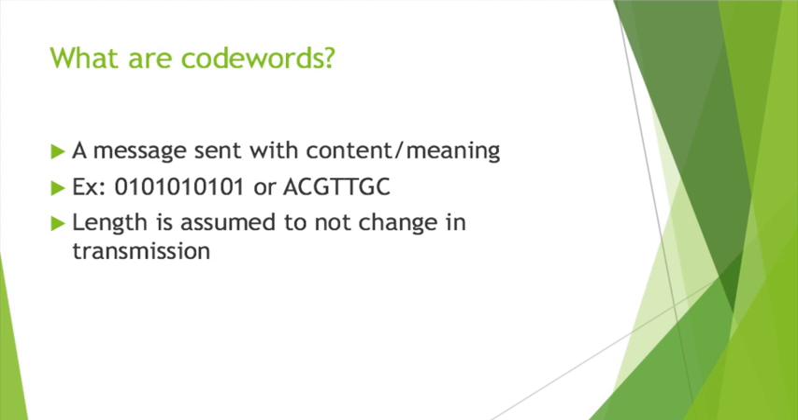In order to correct an error, we first need to send a message. Each message we send is called a code word. In the examples we will highlight, those words are a string of either zeros and ones for binary messages, or A, C, G, T, or U for DNA and RNA. Both types of code words contain important information that will be lost if the error is not corrected. In the case of error correcting codes, we are assuming the length of each code word remains the same, as only values in the code word will be changed.